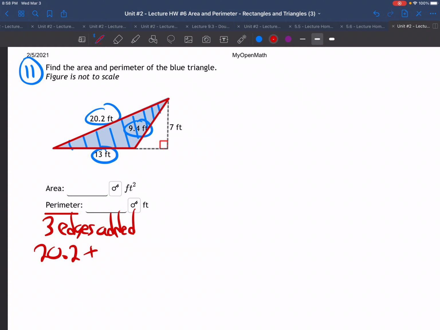So that's going to be 20.2. I'll just line them up: 9.4 and 13. Just add those up. Was that 42.6? So just add up the three sides. We don't use the 7 at all, do we? Because that's not one of the edges of the blue triangle. The edges of the blue triangle are the 9.4, the 13, and the 20.2. So we added those up and got 42.6.